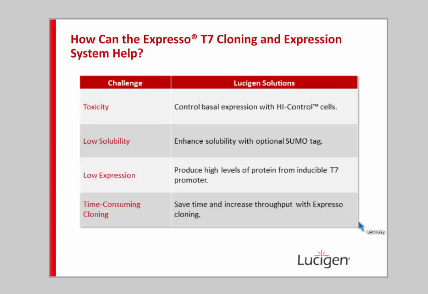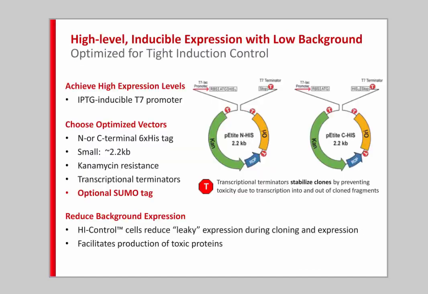So the Expresso T7 cloning and expression system can help to solve some of those expression challenges. The vector includes a T7 promoter for high-level expression. And to control toxicity, we use high control cells to reduce basal expression, and we'll talk more about high control in a bit. We can also help to increase protein solubility with an optional SUMO tag. And the gene of interest is inserted with Expresso cloning to save time through your workflow. And we just went over Expresso cloning a few slides ago.